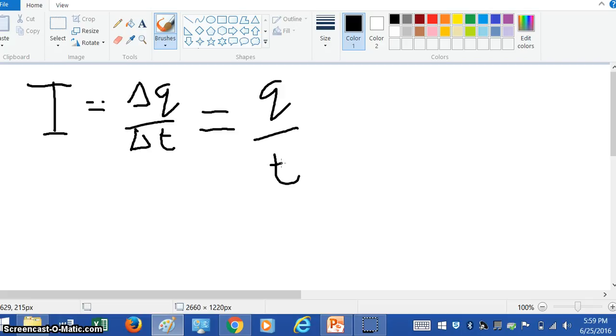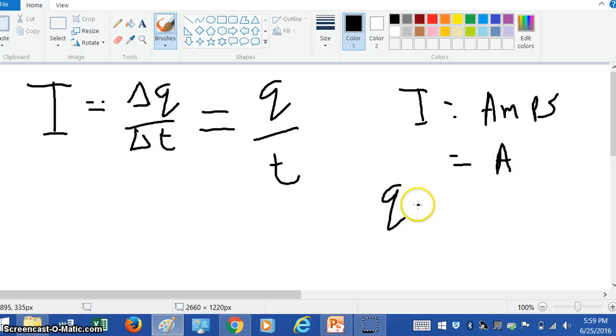All right. So let's go over the units again. I is in units called amps, and for the symbol there, you can either write amps or you can write capital A. Q is in coulombs, so that's a capital C, and the time is in seconds.